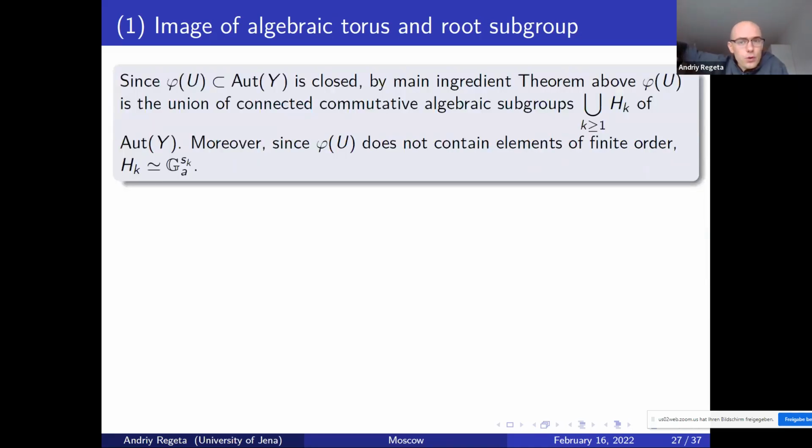Since phi of u is closed and connected, by the main ingredient theorem above, we have that phi of u is the union of connected commutative algebraic subgroups h_k of our Y. Moreover, since phi of u does not contain elements of finite order, all these algebraic groups h_k are actually unipotent. So there are no tori inside.